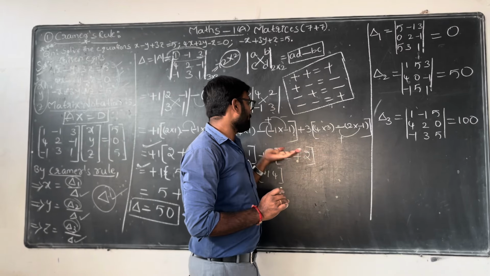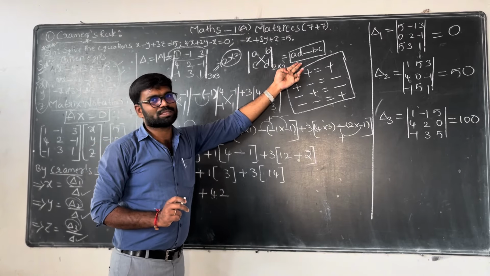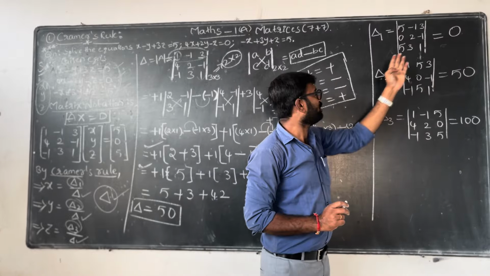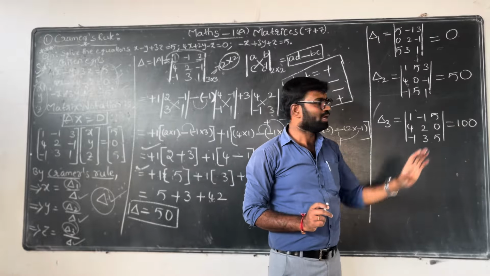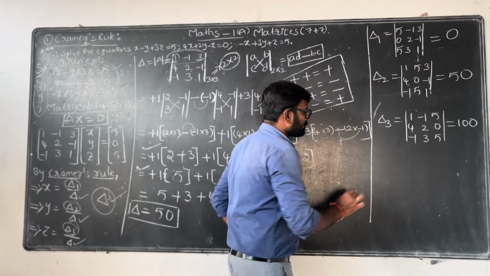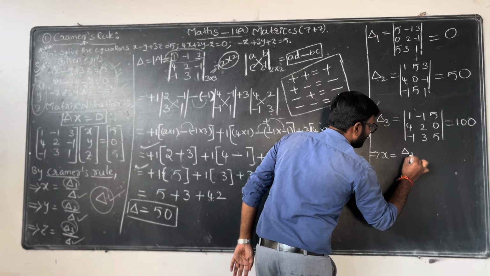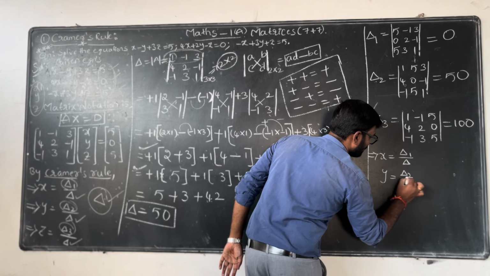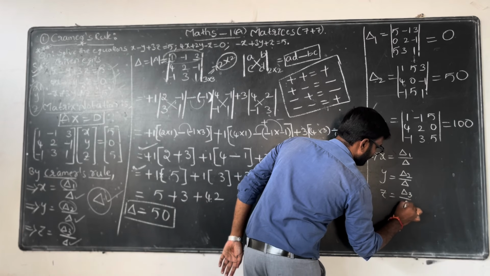After applying the 2 by 2 matrix, by using the determinant formula AD minus BC, then find out the values. You will get delta 1 value is 0, delta 2 value is 50, delta 3 value is 100. Now substitute these 3 values in the formulas. What are the formulas? x is equal to delta 1 by delta, y is equal to delta 2 by delta, z is equal to delta 3 by delta.